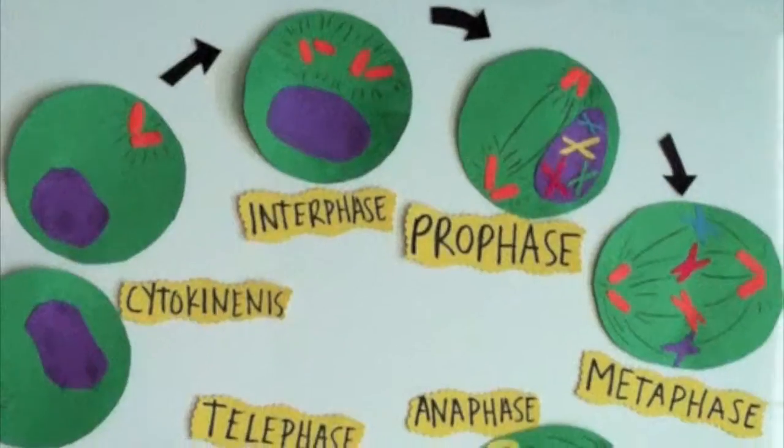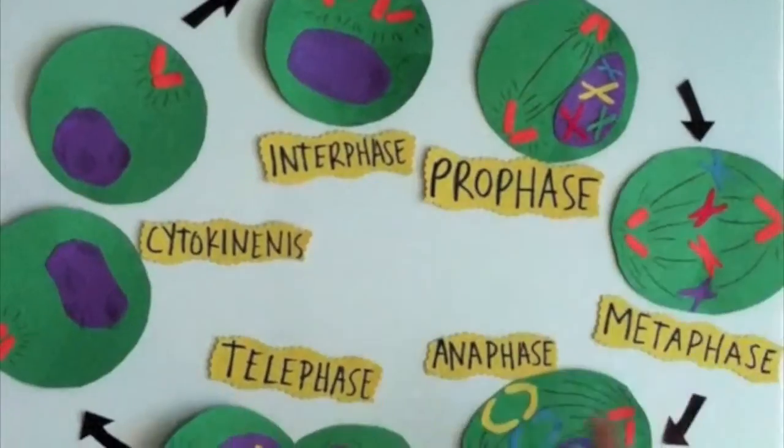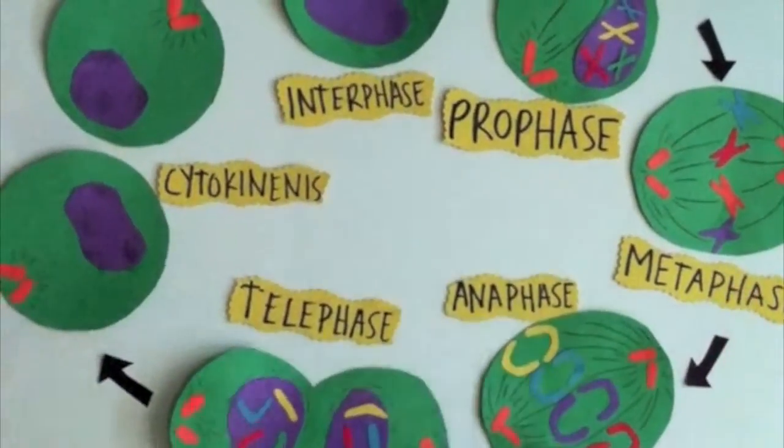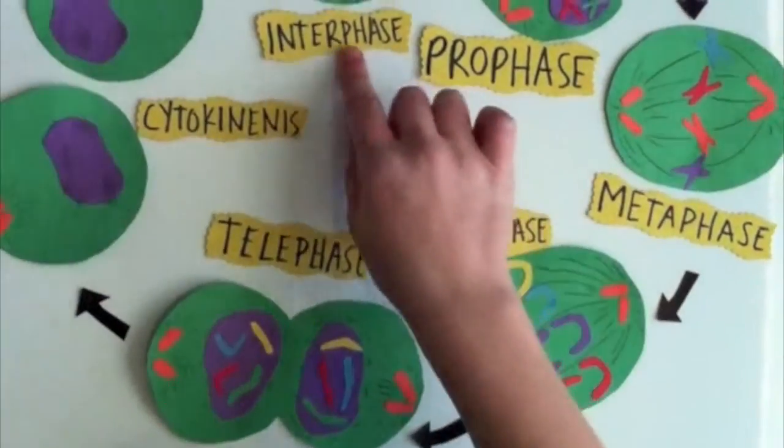joined. This is the whole cycle of the M phase. Prophase, metaphase, anaphase, and telophase are the four cycles of mitosis. To start off, let's talk about interphase.